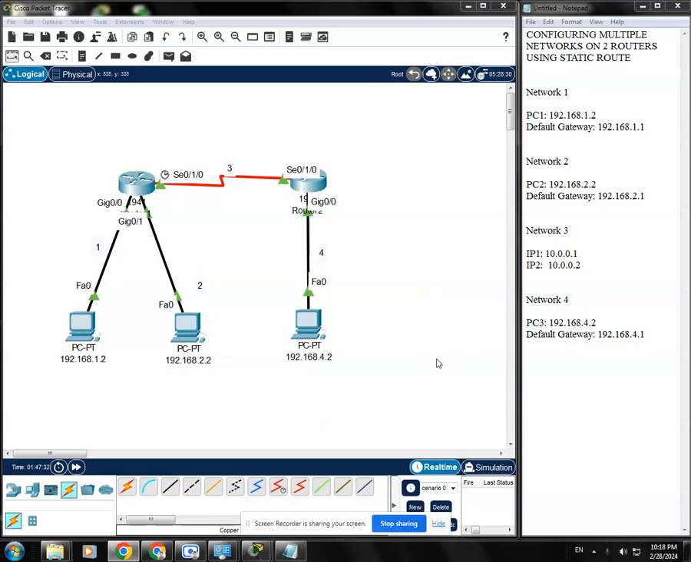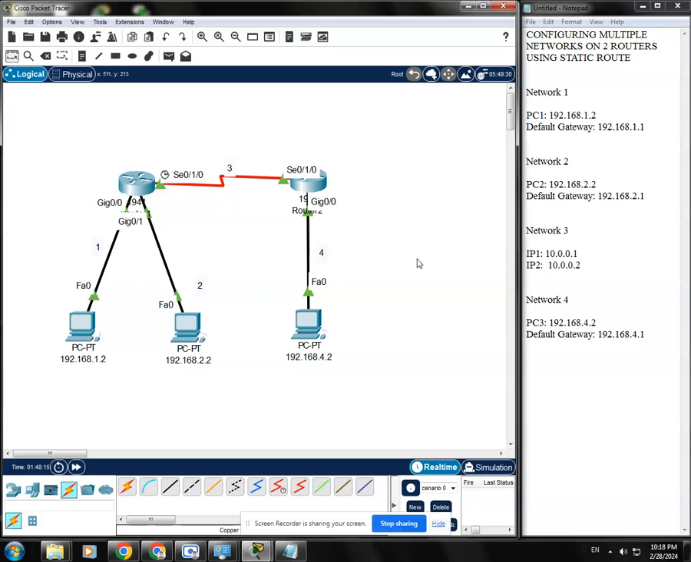And in my previous video, we failed to ping from this PC to the other PC, and we got an error message of destination host unreachable. The reason we cannot ping is that this router knows about this network and this network, but it doesn't know about this network. Why? Because it is not connected on its interface. Same thing on this other router: it knows about this network, but it doesn't know about these two networks because they are not connected on its interface.